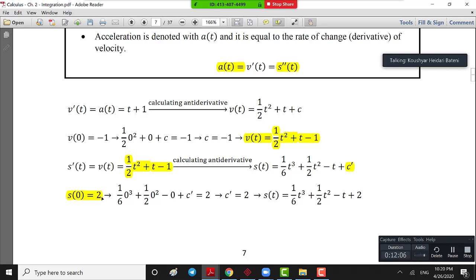We have to put 0 into this equation that we have for S. We're going to get 1 over 6, 0 to the 3 plus 1 over 2, 0 to the 2 minus 0 plus C prime equal to 2. And that equation simplifies to C prime equal to 2. So C prime is also determined and the function S is completely determined as a function of time. S of t, which is our solution, is equal to 1 over 6 t to the 3 plus 1 over 2 t to the 2 minus t plus 2, right?